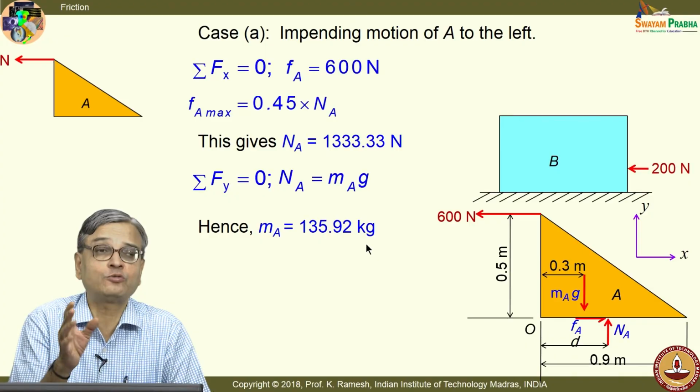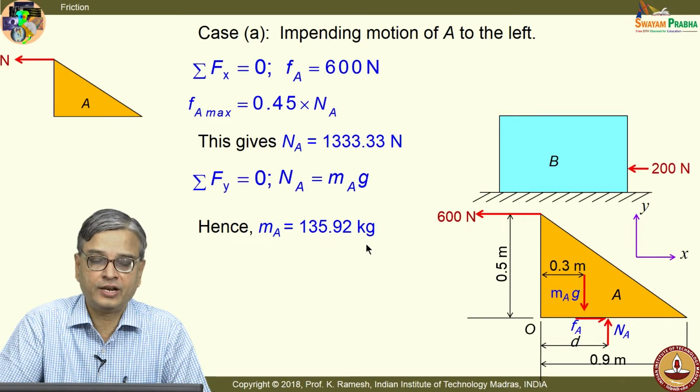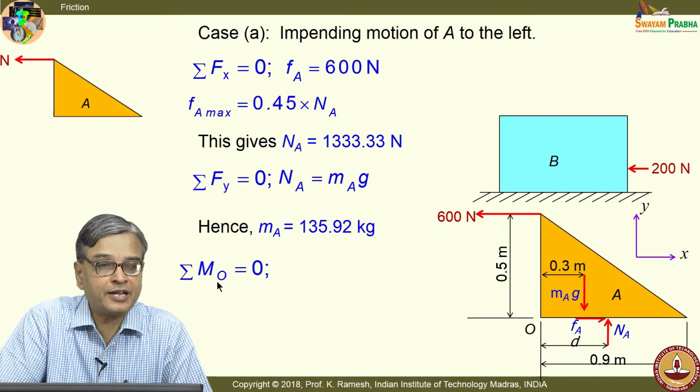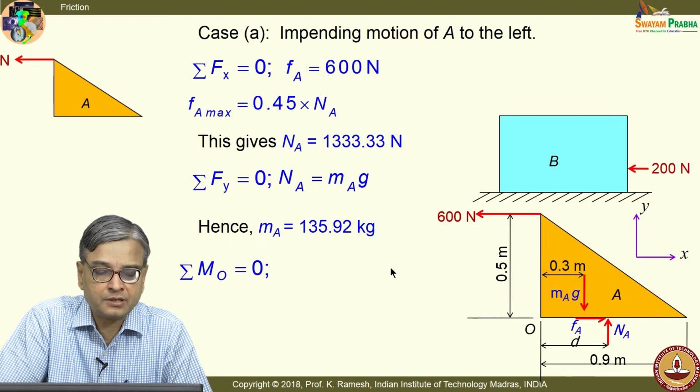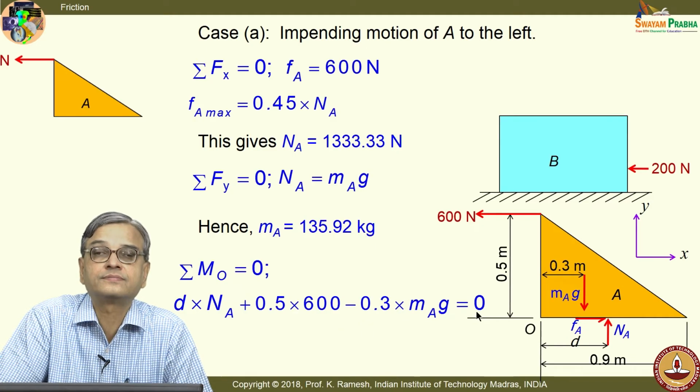We should not stop here. We should also find out what is the exact location of the reaction force, because that would tell me whether it will slide or tip. Okay. So, let me write the moment equilibrium about point O. When I write moment equilibrium about point O, I get d into Na anticlockwise, 0.5 into 600, that is again anticlockwise, minus 0.3 into Ma into G equal to 0.